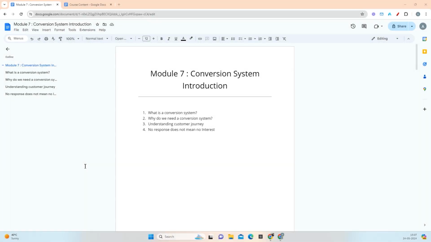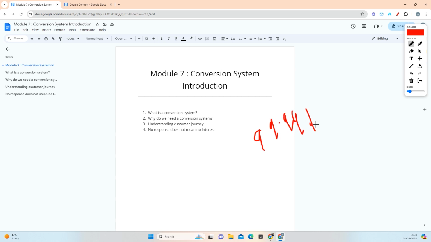Welcome to the seventh module. In this particular module, we are going to talk about the convergence system. Now, understand that this is one such module which 99.99% of companies or agencies never ever touch. Because the point is, 99.99% of companies are all about generating leads.